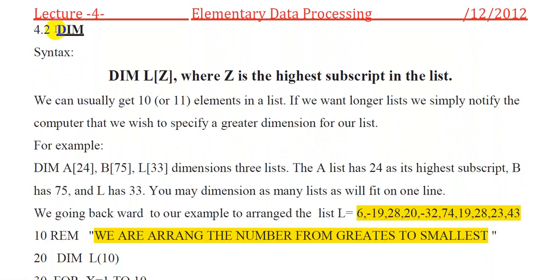Dim expression. Article 4.2 illustrates the dim expression. Syntax: dim z, where z is the highest subscript in the list. We can usually get 10 or 11 elements on the list. If we want a longer list, we simply notify the computer that we wish to specify a dimension for our lists.